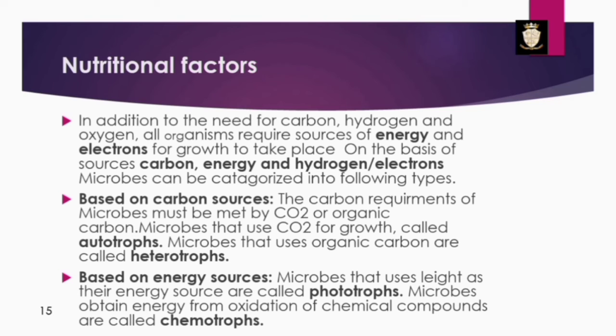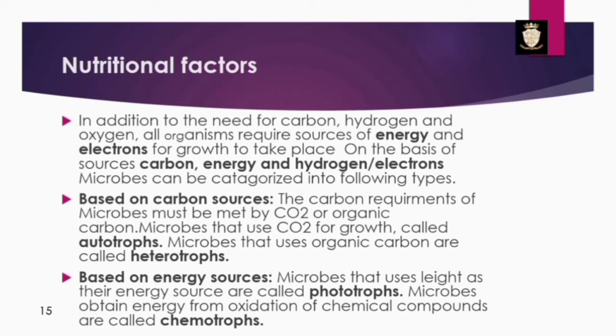In addition to the need for carbon, hydrogen and oxygen, all microorganisms require a source of energy and electrons for growth to take place. On the basis of sources of carbon, energy and hydrogen or electrons, microbes can be categorized into the following types. The first one is based on carbon sources. The carbon requirements of microbes must be met by carbon dioxide or organic carbon. Microbes that use carbon dioxide for growth are called autotrophs. Microbes that use organic carbon are called heterotrophs.